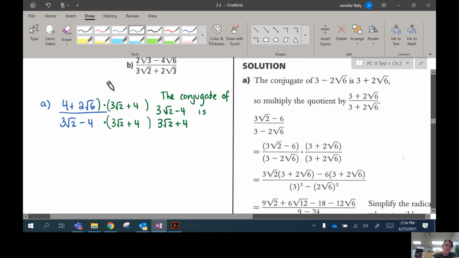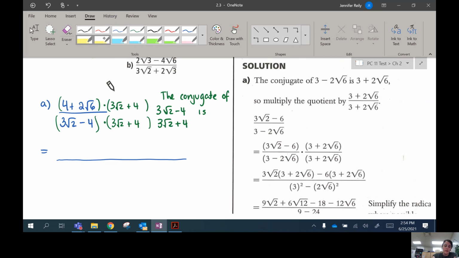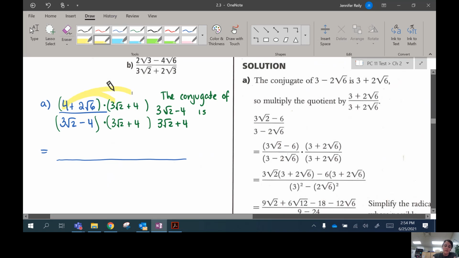So I have to FOIL the top and FOIL the bottom. This is going to be a fair amount of work here. So let's work on FOILing the top first, the numerator first. Okay. So remember, with FOILing, we take that first term, expand it in. So we'll have 12 root 2. I'm going to go fairly quickly through this, since I'm assuming we've already done some of the FOILing.